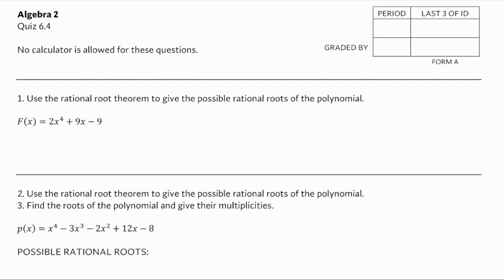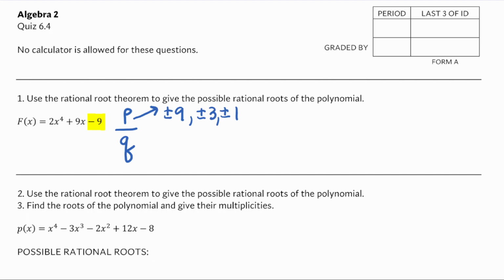The way this works is a rational root can be expressed as the ratio of two integers. The integer on the top, p, is going to be a factor of the constant term. By constant term, I mean this negative 9, the number that doesn't have an x attached to it. So I've got plus or minus 9, 3 is a factor of 9, and so is 1. Numbers that if I divided 9 by them, I would get an integer back.